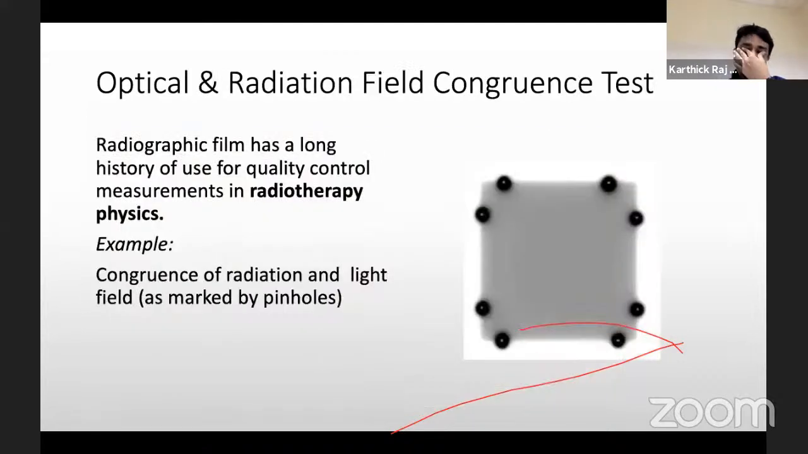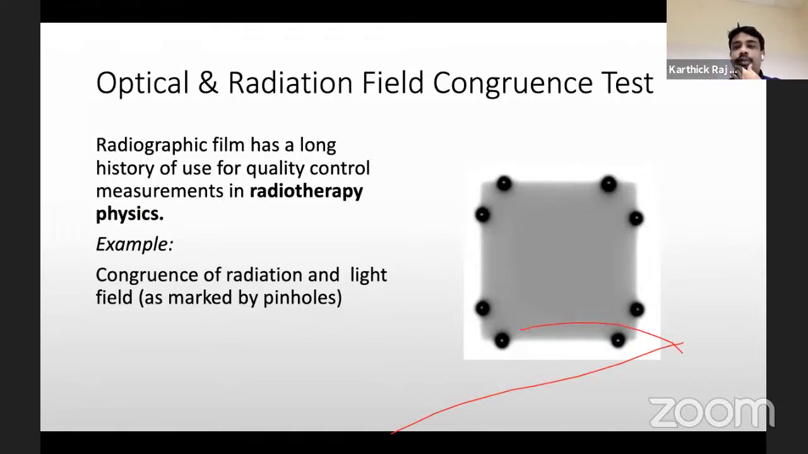The other check, once you check the optical field, is to check that the radiation field matches your optical field. We always call this the optical and radiation field coincidence test. What you do is take a film and mark the field edges, or take a Gafchromic film or any normal film, though Gafchromic films are slightly expensive.